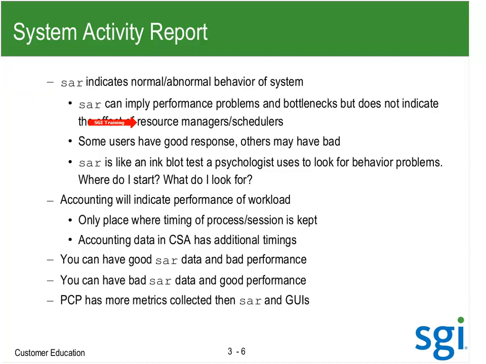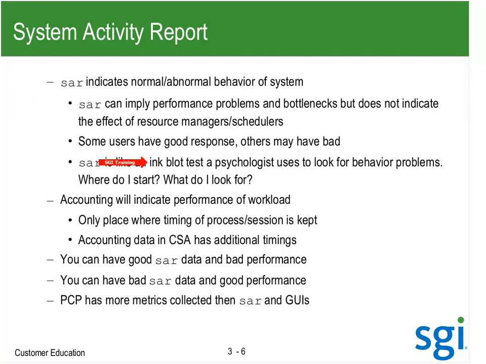I might be doing very poorly because I'm on a node that's out of memory, and somebody else is doing very good because they're on a memory node that has lots of memory available to it. So with SAR, some users could have good response, others may have bad. Again, I like to think of SAR as my inkblot test. I put on 3 hats when I'm going through the system. The first hat I put on is a shrink, a psychologist, a therapist. You know, the old inkblot test. Are you crazy or not?